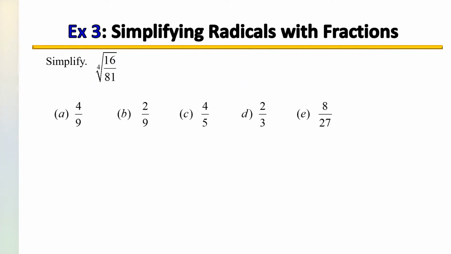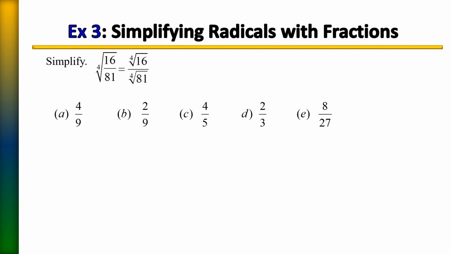In this example, we're going to simplify a radical that contains a fraction. Anytime you have a radical where a fraction is underneath, that root applies to both the top and the bottom of that number. In other words, it's going to be the fourth root of 16 and also the fourth root of 81. So just think of them individually and just simply solve it.